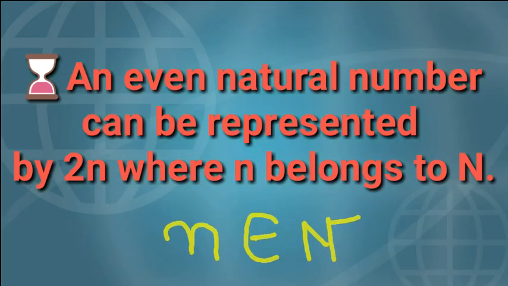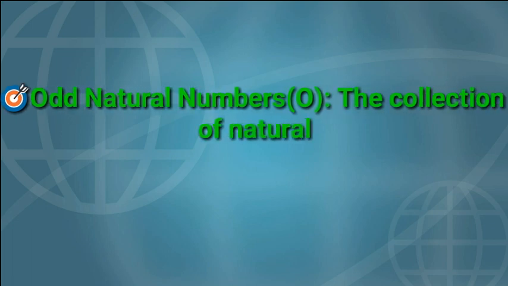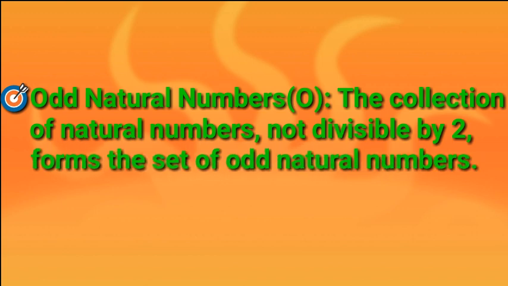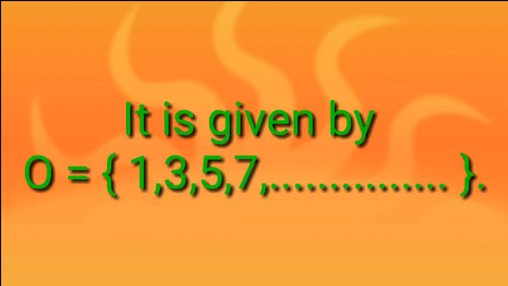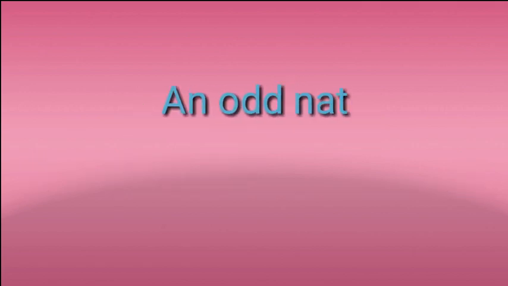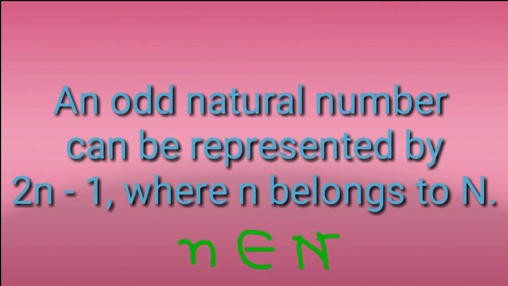Now I am going to explain the odd natural numbers symbolized by capital O. The definition of the odd natural numbers: the collection of natural numbers not divisible by 2. The set of odd natural numbers is given by capital O is equal to curly bracket 1, 3, 5, 7, and so on. An odd natural number can be represented by 2n minus 1, where n belongs to capital N, that means natural numbers.